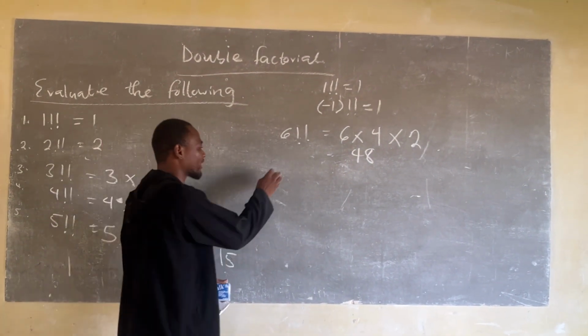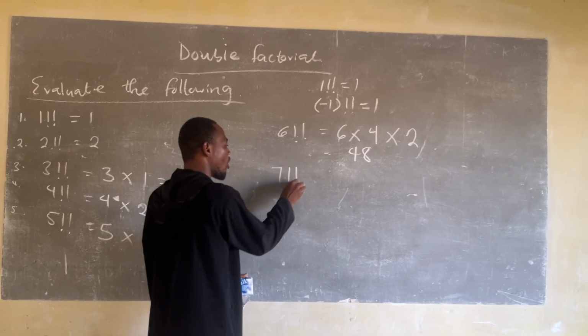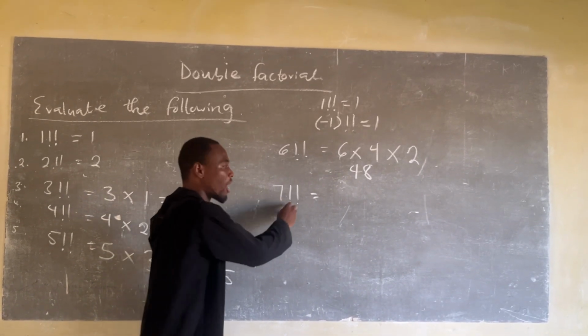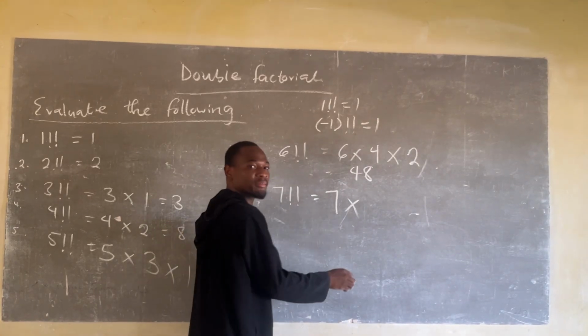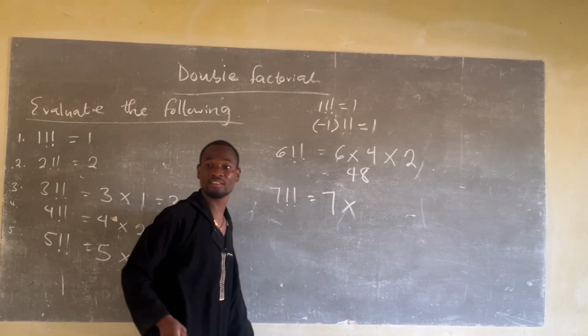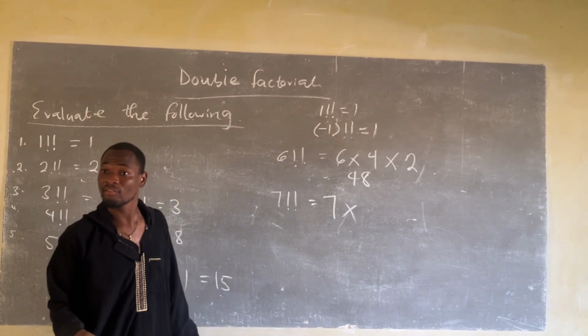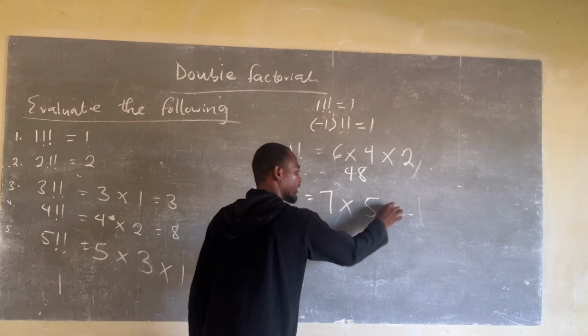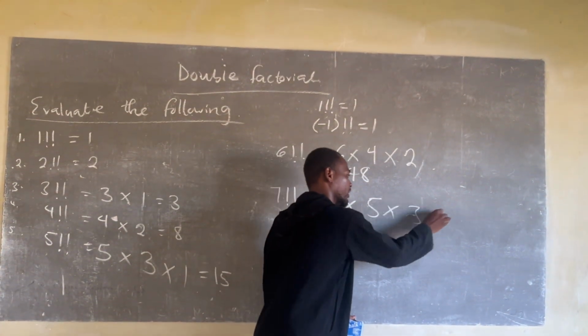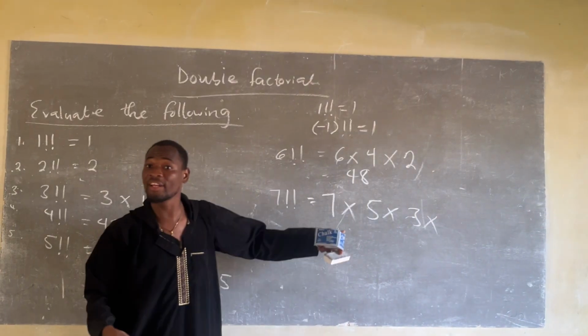So the last one, 7 double factorial. What do we have? It is an odd number. I'll start with the odd number, then times, you subtract 2 from 7. What do I have, class? 5, alright. Then times what? 3. So is 3 my terminating point?